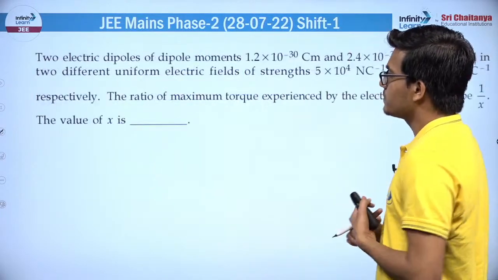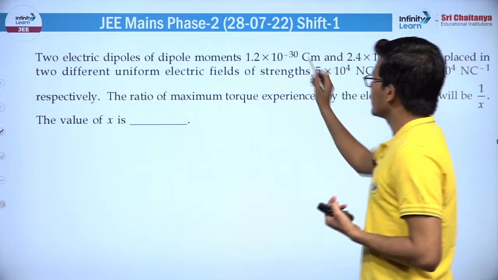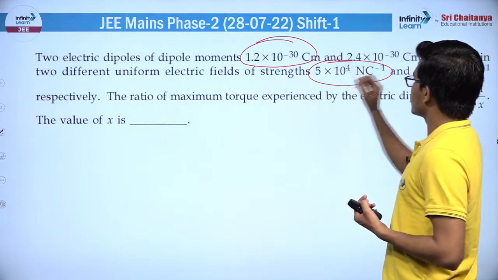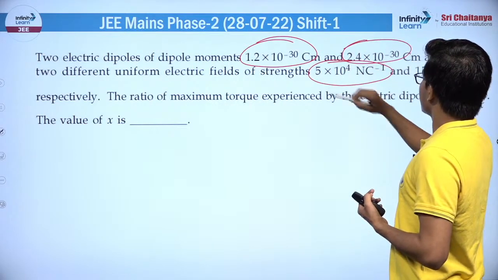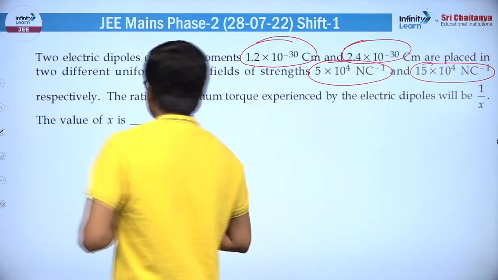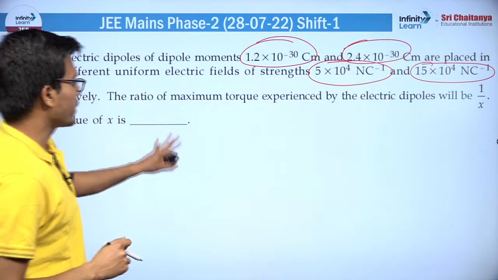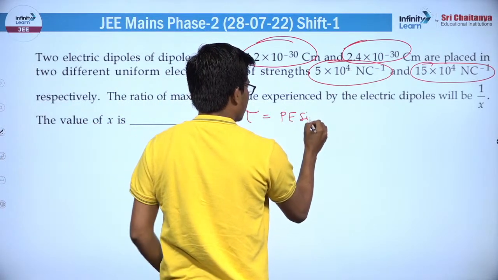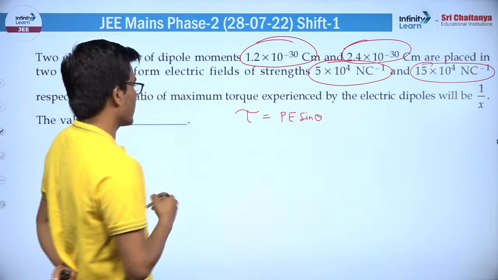Moving to the next question. Two electric dipoles are there. This first one dipole moment is given. First one is placed in this electric field. Second one dipole moment is given, and second one is placed in this electric field. And what you need to do is you have to find the maximum torque. Torque on the dipole is given by PE sin theta, right? The ratio we need to find.